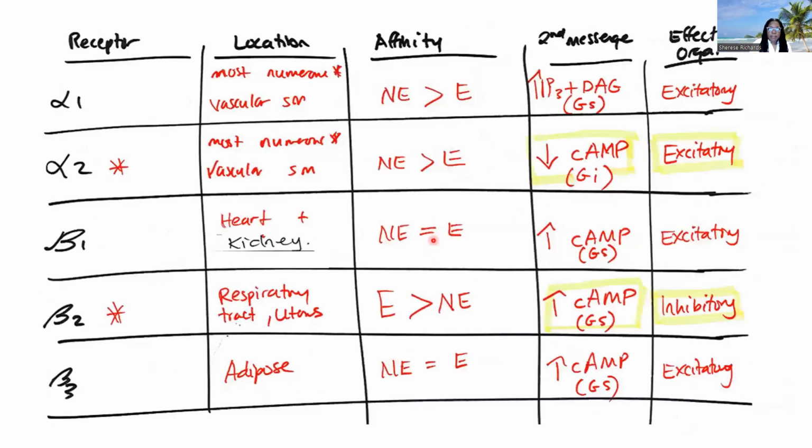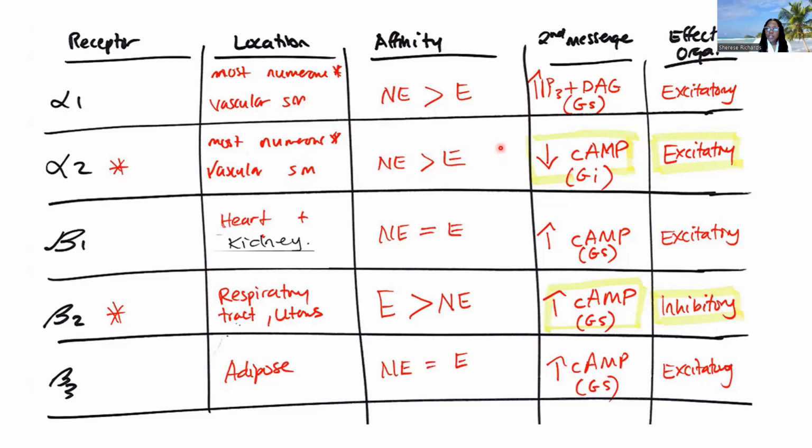Let's talk about the receptors here and their varying affinities, the adrenergic receptors specifically. Here are the different types of receptors that we had, and here is their specific location. Alpha-1 and alpha-2 are typically found on vascular smooth muscle, so they're usually in our blood vessels. They both have an affinity for norepinephrine over epinephrine.